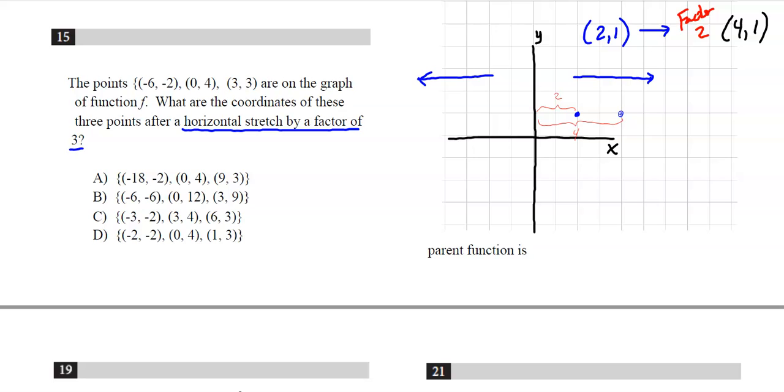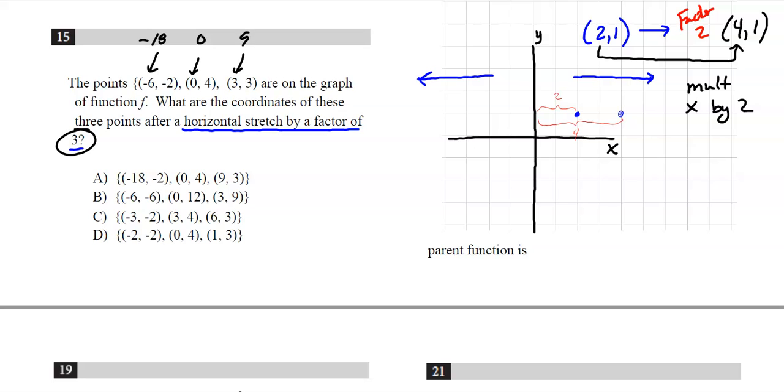So when I analyze what happened, if I horizontally stretch it, I'm basically making the x-coordinate get doubled. So I'm going to multiply x by 2 on a horizontal stretch. So we just got to multiply all the x's by 3. Multiply that by 3, I get negative 18. Multiply this by 3, I get 0. Multiply this by 3, I get 9. And that looks like we match up perfectly right there. So that's a horizontal stretch.